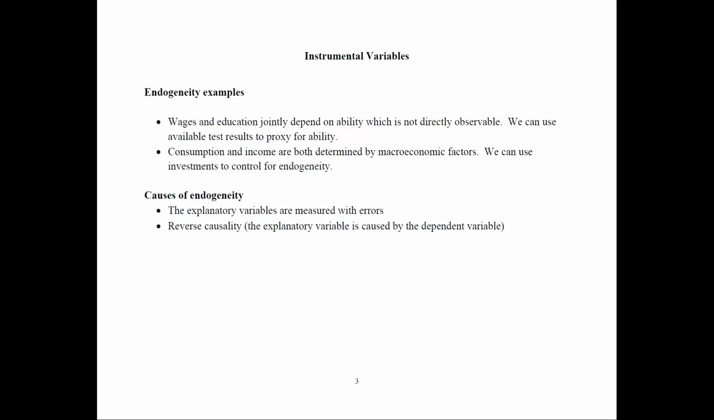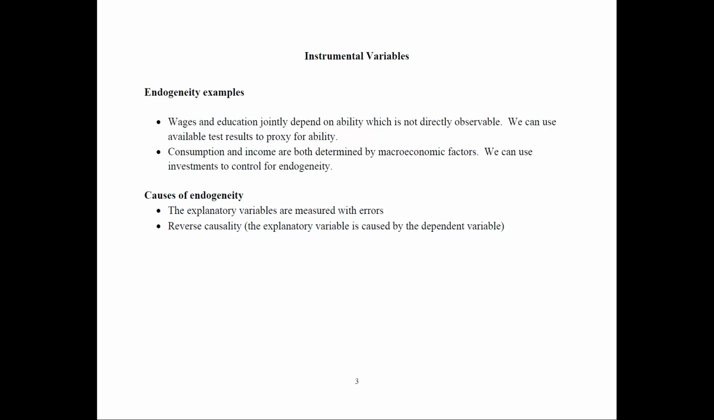So in this case, we have an endogeneity where that ability, which is not directly observable, would be included in the error term. And we can use, for example, available test results to proxy for ability, and we would call these instruments. Another example which is very popular is consumption and income that are both determined by macroeconomic factors. So you can't say which one causes which, consumption or income. And then we can use investments, say, to control for endogeneity.